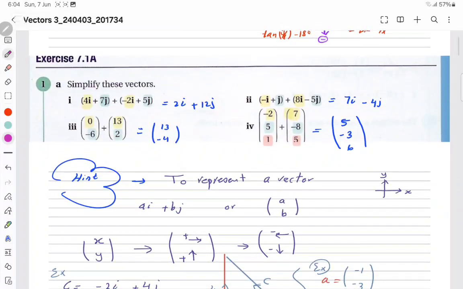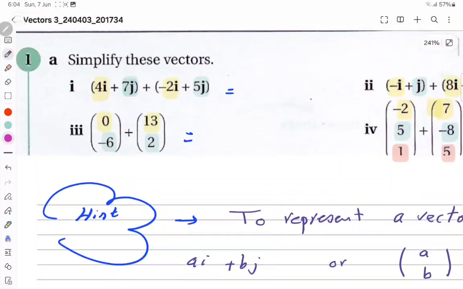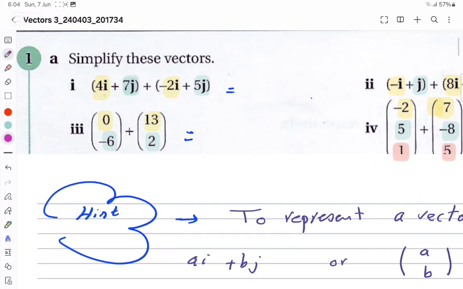To simplify or add and subtract vectors, we just add like terms, or the corresponding members, whether they come in i, j, k or in column vector. So here I have i with i, we just add. For i plus negative 2i, it will be positive 2i. We just add j with j. 7j plus 5j, it will be 12j. I got the answer, it's finished.